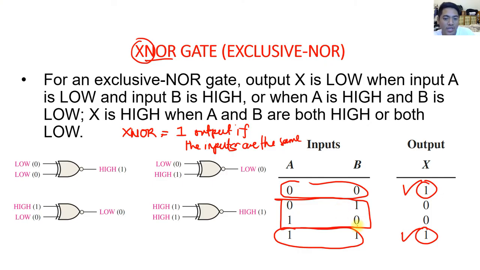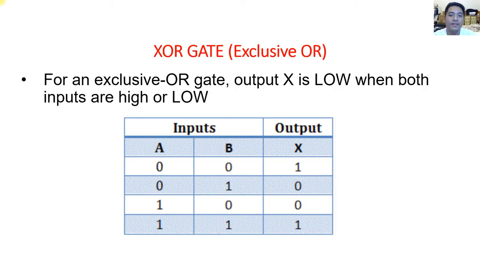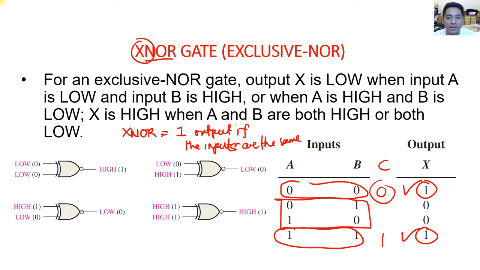What if we have another input, C? So let's say A, B, and C. If you have 0, 0, 0, it's still 1 because all of the inputs are the same. And if you have 1, 1, 1, all of the inputs are still the same, then definitely we still have 1. But if we have 0, 1, 0 and 1, 1, 0, the output will always be 0. So for an XNOR gate, the output will only be 1 or high if all of the inputs are the same.